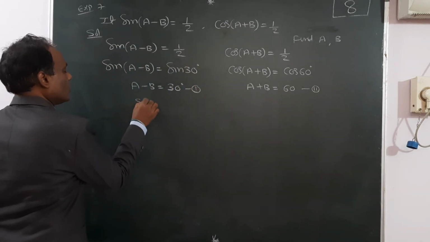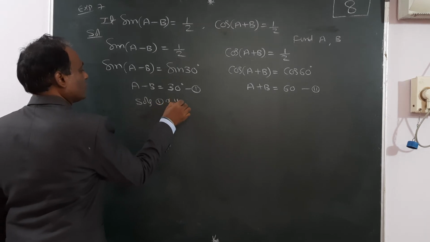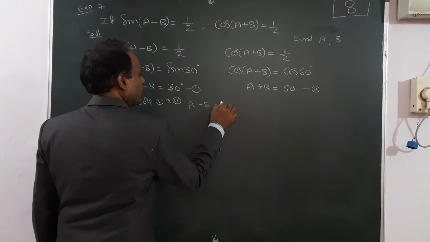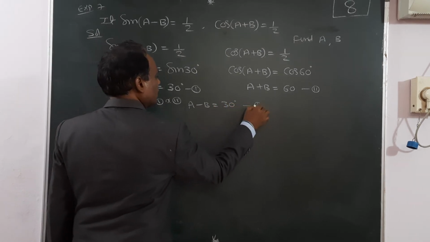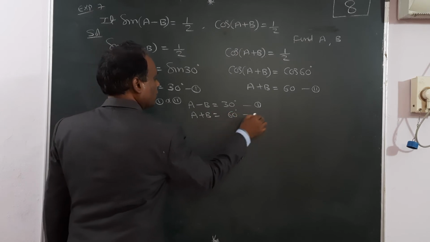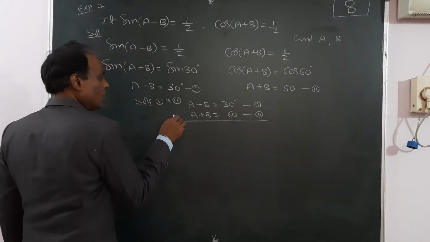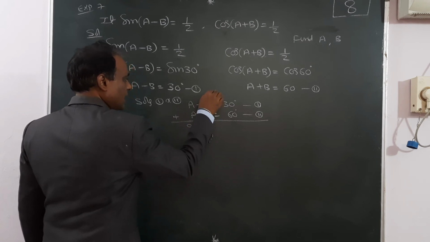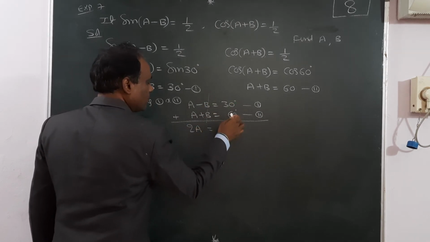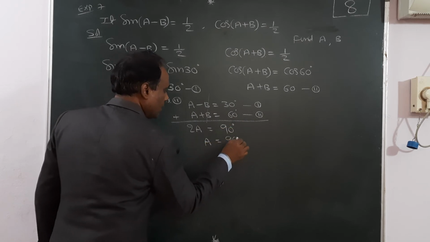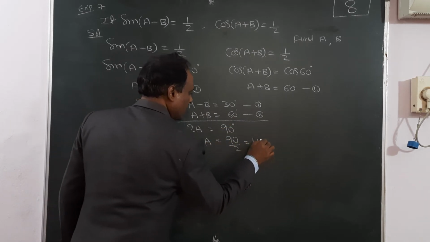Solving 1 and 2. You know how to solve the equations. You studied many problems in lower classes. So A minus B is 30 degrees, first equation. A plus B is 60 degrees, second equation. To solve these two, add these two equations. A plus A, 2A, minus B plus B cancel, 30 plus 60, 90. A is equal to 90 by 2, which is 45 degrees.